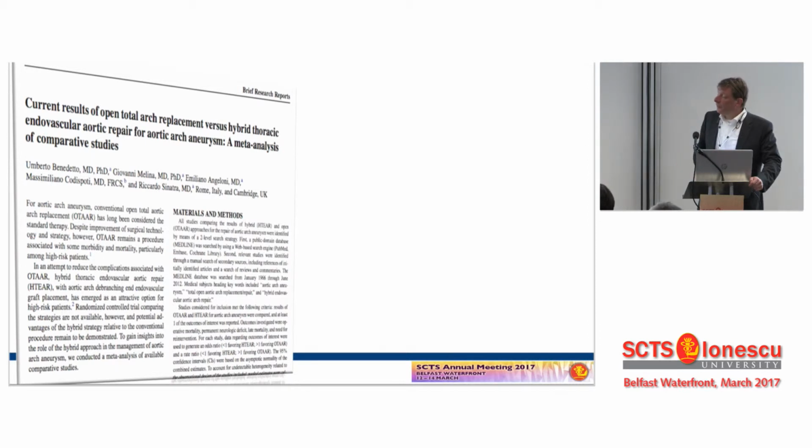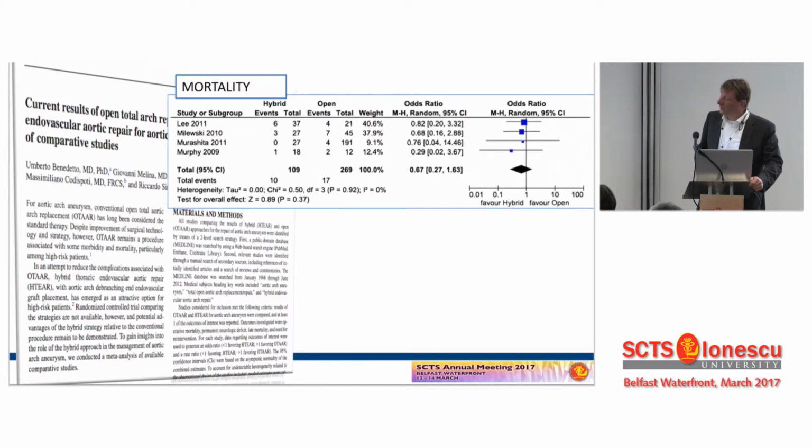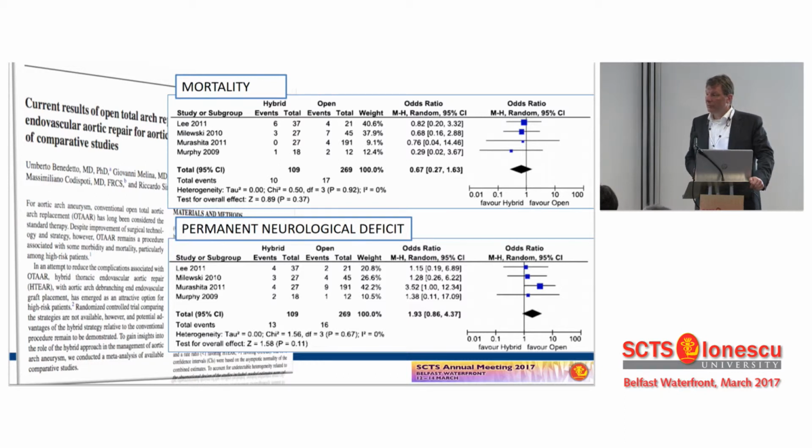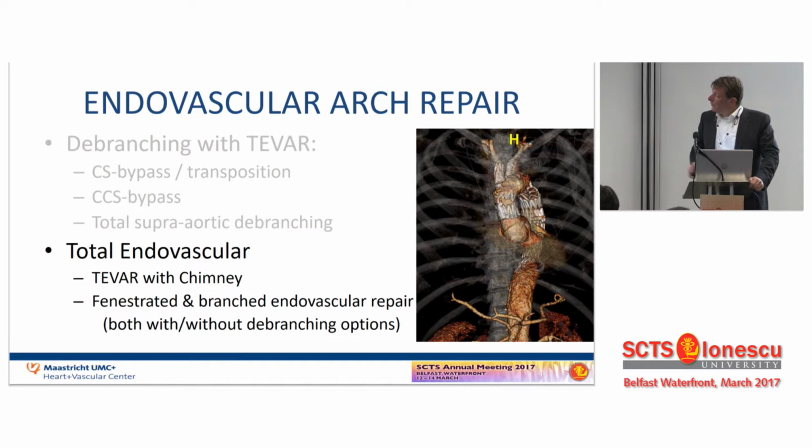This total debranching and stenting has been compared to total open arch repair, and it doesn't really matter if you look at mortality. A little advantage for the endovascular repair, but not significant. If you look at neurological deficit, open repair does better than the endo, but also not statistically significant. If you look at total endovascular repair, there are 2 options. Stent grafting with chimneys, or branched or fenestrated.